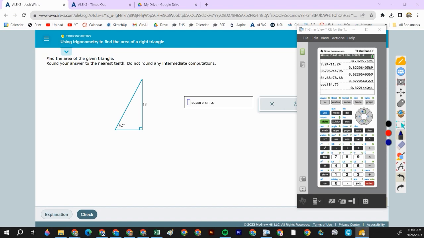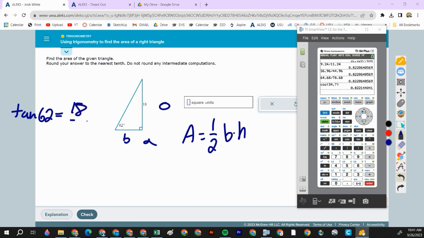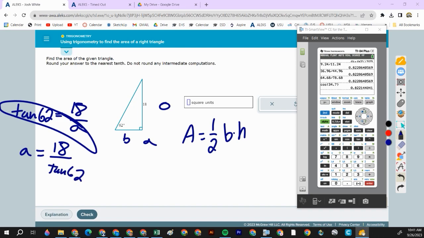How do we find the area of this triangle? Well, the area of a triangle is 1/2 base times height. So all I need is to figure out the base. How will I do that? This is O and this is A. So the tangent of 62 equals 18 over A. Swap those. A equals 18 over the tangent of 62. So that goes there. And then the formula is just 1/2 times that times 18.